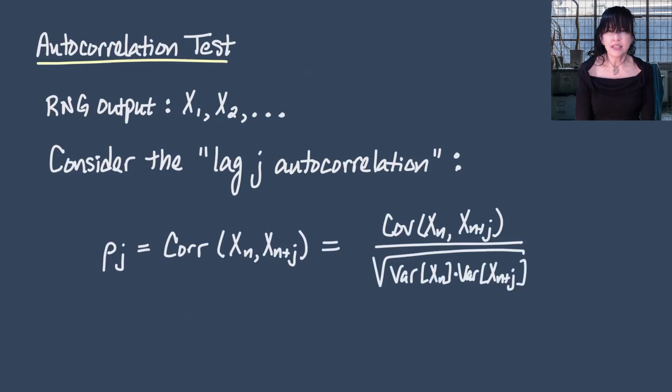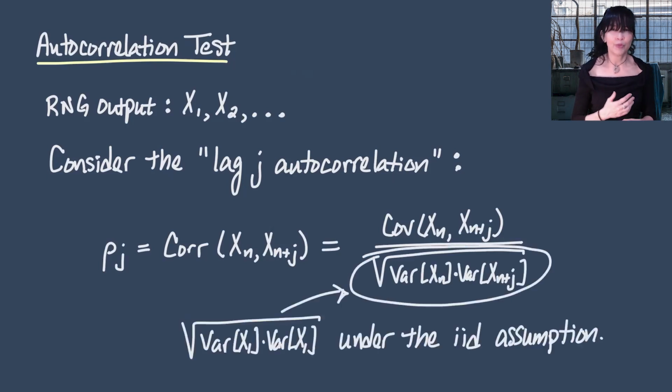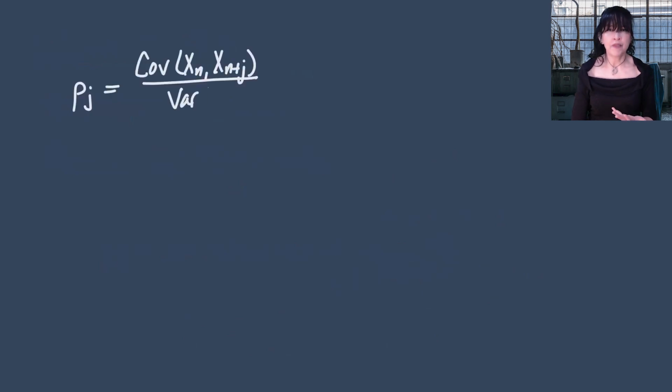Rho sub J is going to represent the correlation between xn and xn plus j, which is, of course, the covariance over the square root of the product of the variances. Now, if these are IID, then each of these variances are identical. Not only is the variance of xn equal to the variance of xn plus 1, but they're both equal to the variance of just x1. So if you've got the variance of x1 times the variance of x1, you get the variance of x1 squared, and under the square root, you're going to knock out that square root, and we're going to have a simpler expression. The autocorrelation of lag j can be written as the covariance between xn and xn plus j divided by the variance of x1.